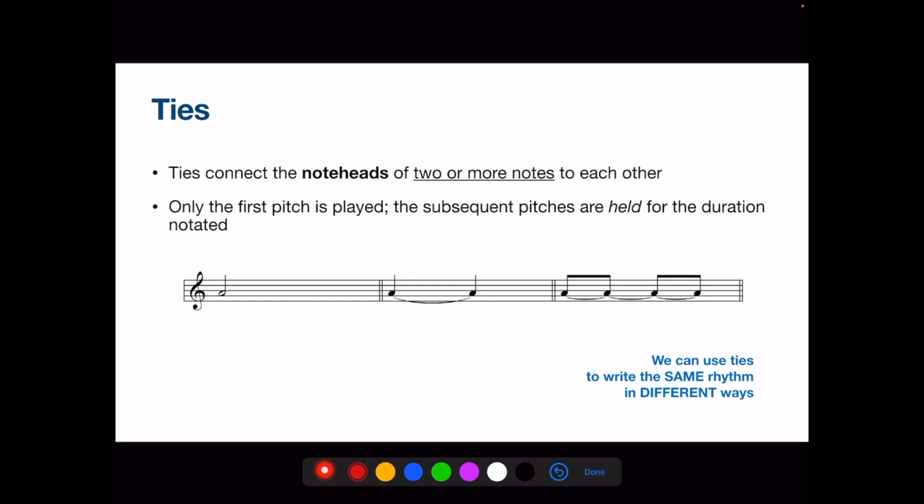So usually when I teach young kids piano and they have ties, what I like to do is just to cross out the subsequent ones, just so that they know, oh, you just play the first one and then you hold through it. So in this case, it will sound exactly the same. Ta.